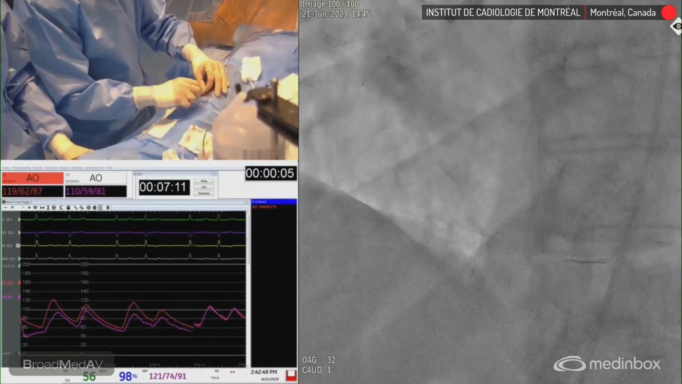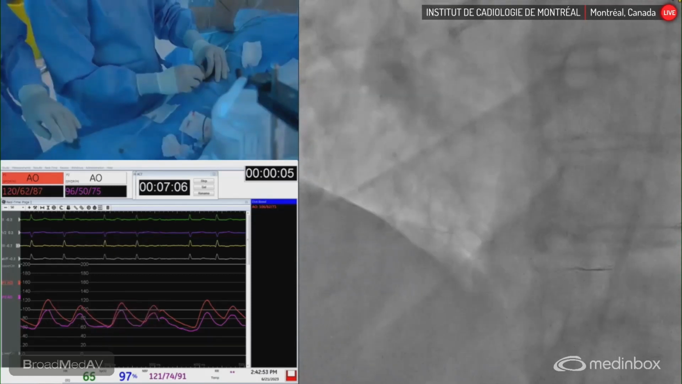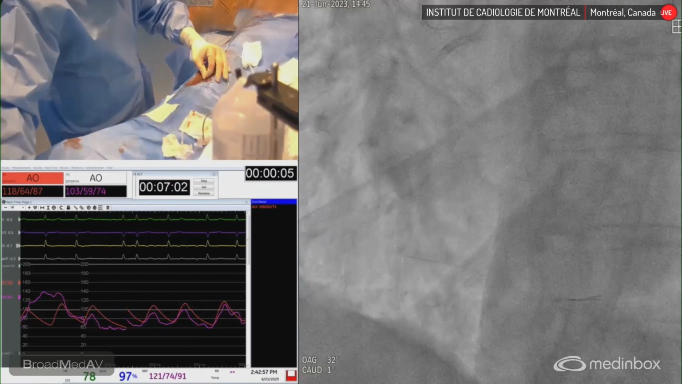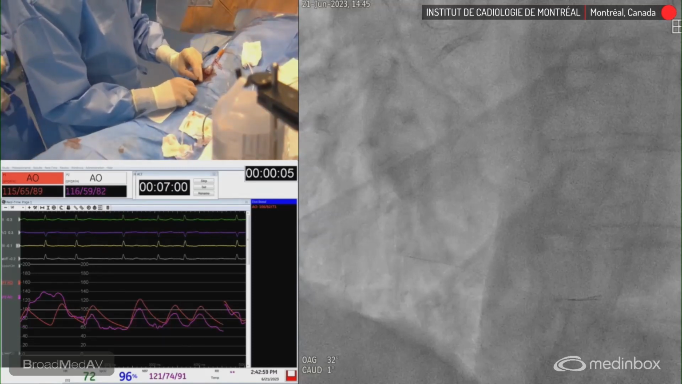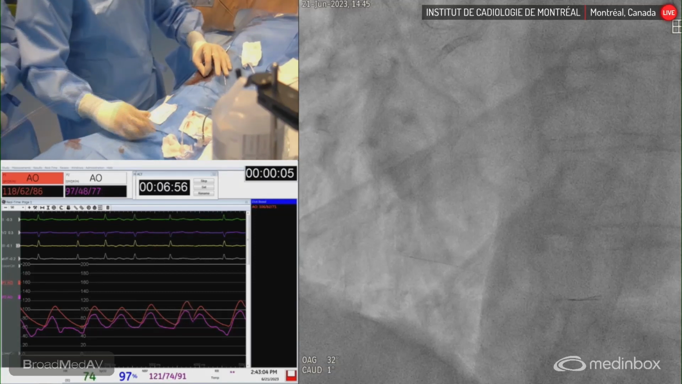Let's give some sedation at this point, please. 50 of fentanyl. I see the patient has some pain. So we're ready for IVUS.